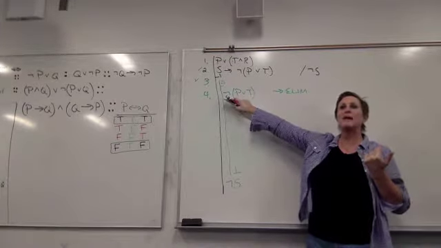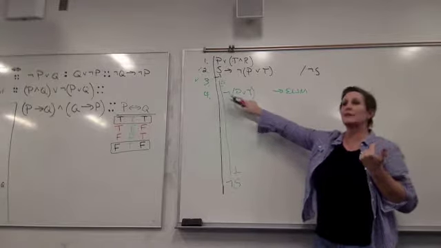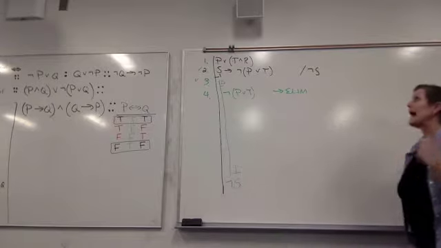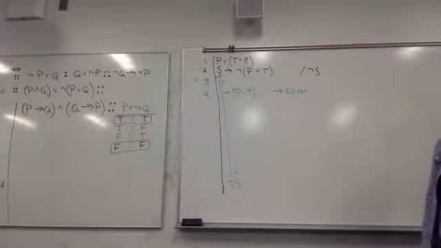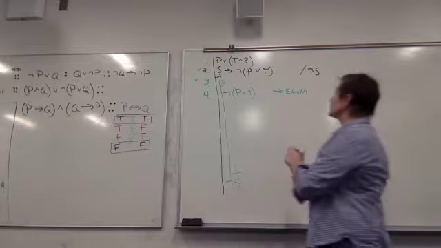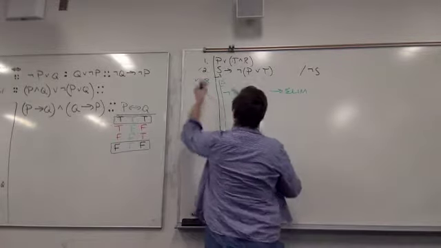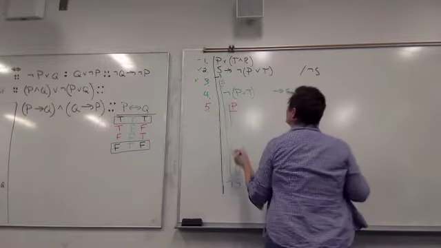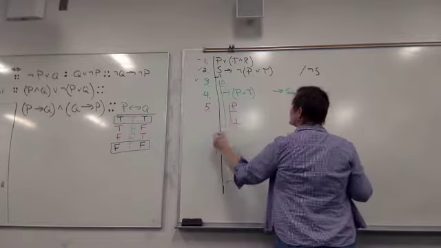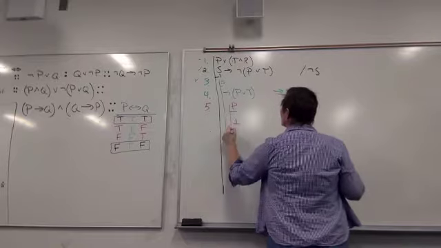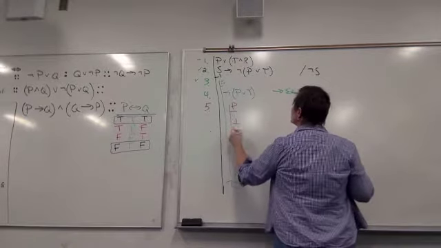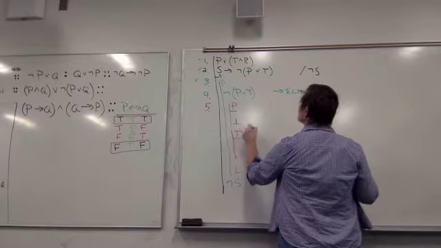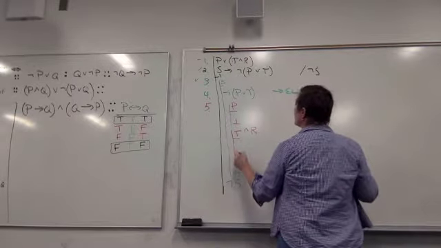Wouldn't it be cool if we had P or T so that we could say there's a contradiction and then get out? Okay, so how are we going to get P or T? Disjunction elim on line 1, right? So we're going to assume P, what do we want? A contradiction. And then we're going to assume T and R, what do we want?